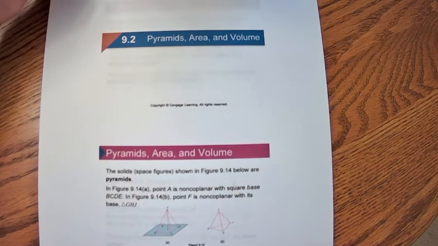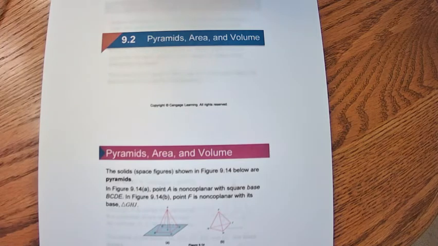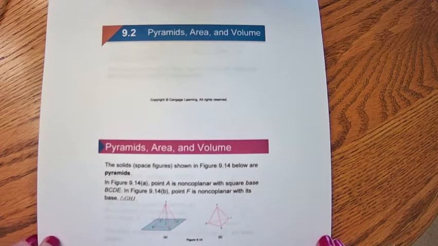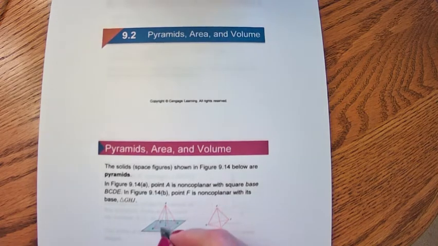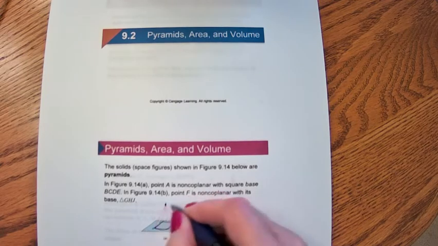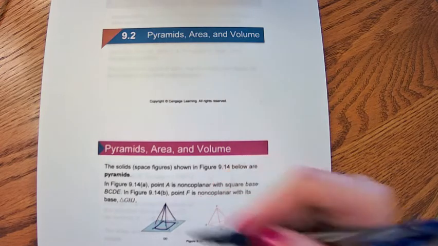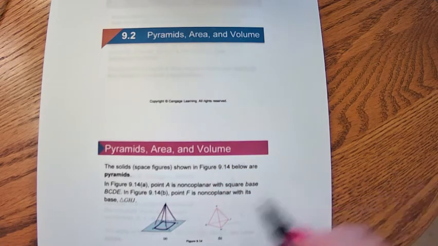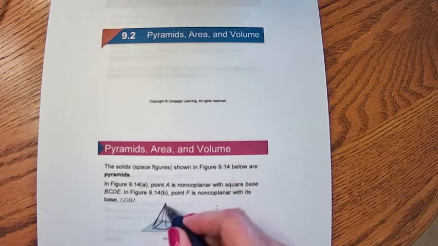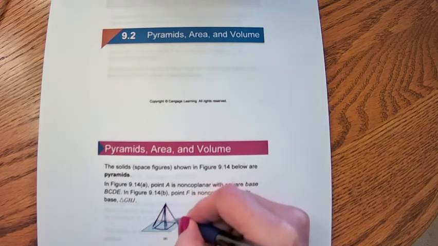In section 9.2, we're going to talk about pyramids. We've already learned about prisms, and pyramids have some things in common with prisms, except that with a pyramid, you're going to have a polygon as a base, but there's only one base, and there is a single point in another plane, so all the lateral edges will go up to a single point.